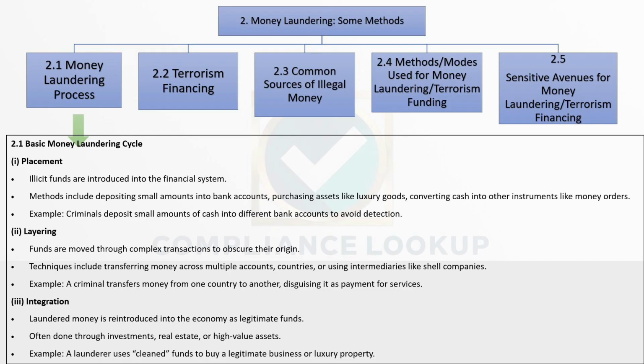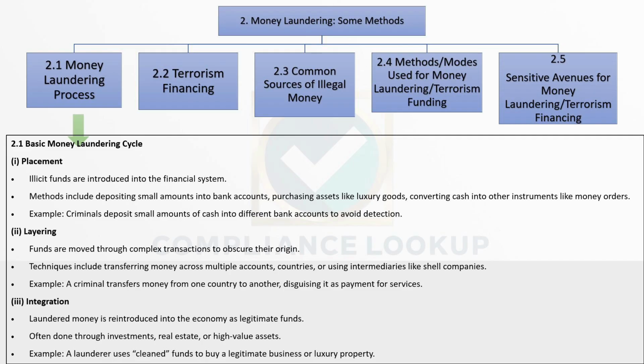Placement: this is the initial step where illicit funds are introduced into the legitimate financial system. Criminals deposit their dirty money in ways that avoid drawing attention. Common methods include depositing small amounts of cash into different bank accounts or purchasing high value items like luxury cars or expensive goods. For example, a drug dealer might deposit small sums of cash into various bank accounts over time, a technique known as smurfing, to avoid detection by authorities.